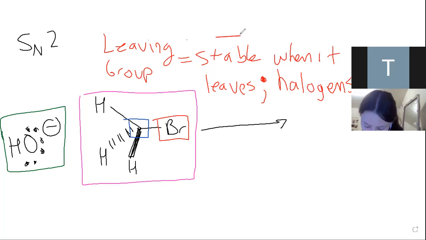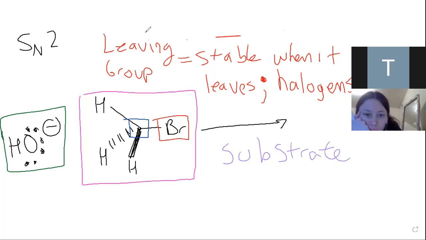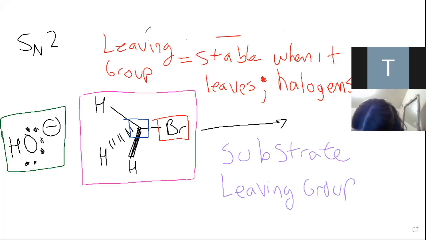Okay, so now we want to define what our halogen is attached to. So in the purple box, we have something called a substrate. A substrate is essentially what has your leaving group. And for SN2 reactions, it's what has our electrophile. And we will get a little bit more into electrophile in a couple of seconds.